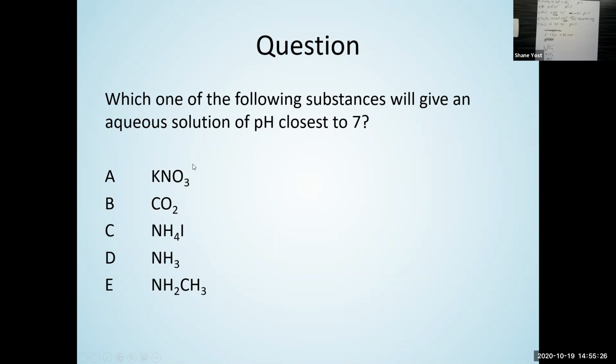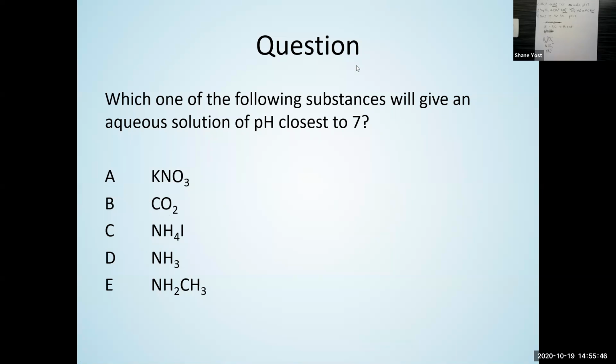Nope. Nitrate ions? Nope. Right, so A here is going to have a pH of 7, so it's probably going to be the closest, right? CO2 is kind of a trickier one. CO2 will actually react with water to form carbonic acid.